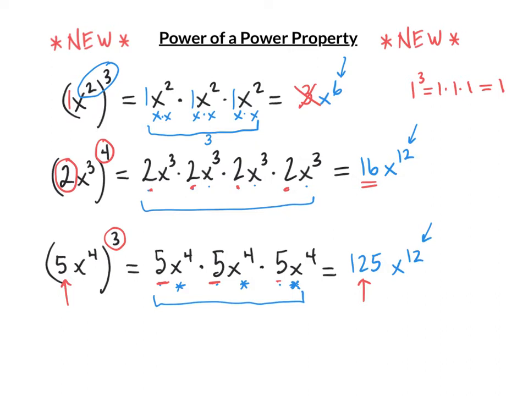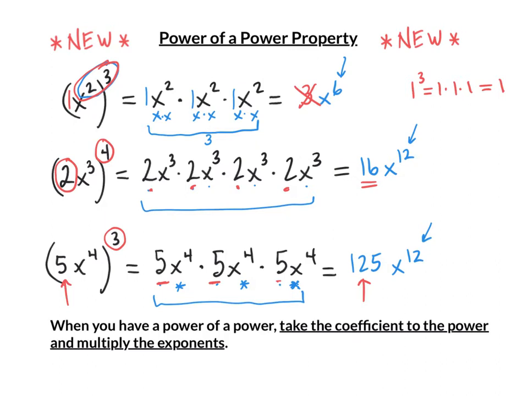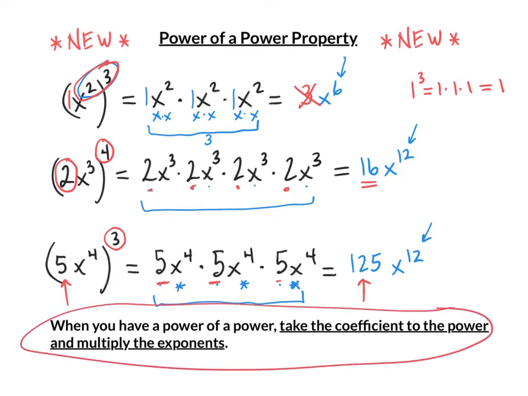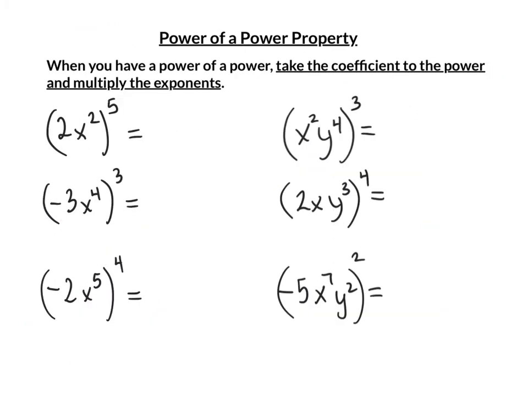When do we do this? You have to know when, or you're going to be a mess. When you have a power of a power, when you have a power to a power, that's when you multiply your exponents. When you have a power of a power, take the coefficient to the power and multiply the exponents. Let's take a look at some examples.